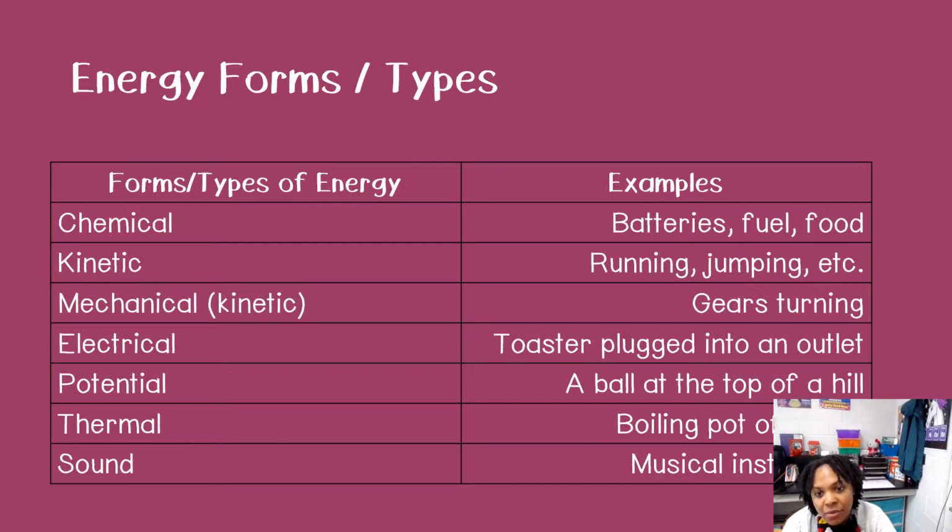We have chemical energy, and we know that chemical energy is a type of potential energy, and some examples are batteries, fuel, and food. That energy is stored, and all of those things provide energy. Things wouldn't work if we didn't have batteries. Batteries feed whatever we need.